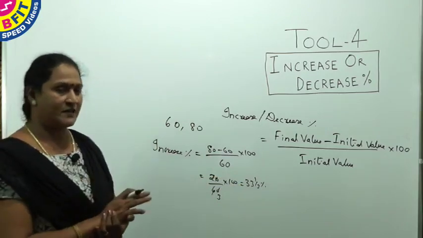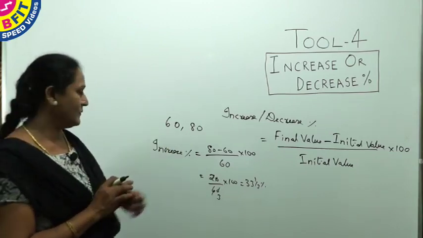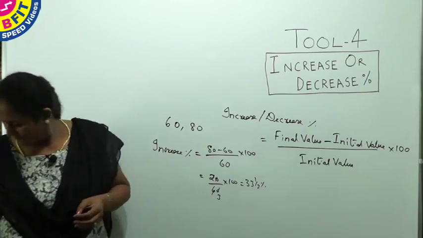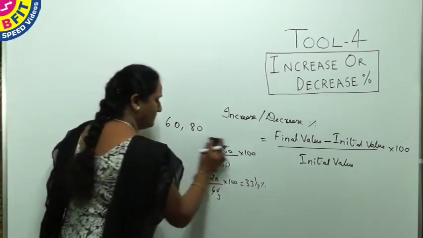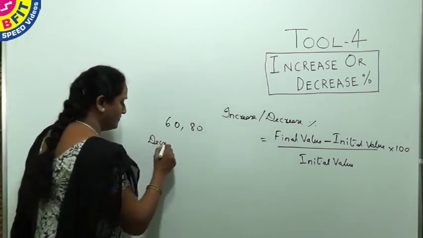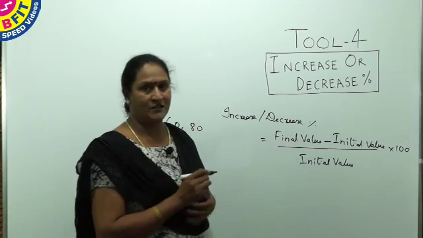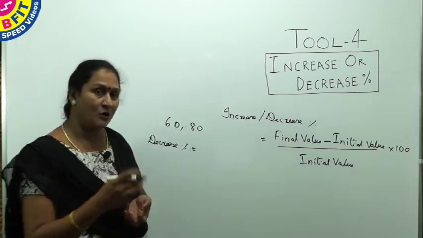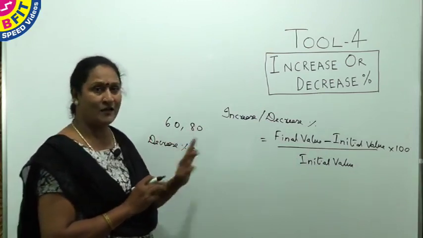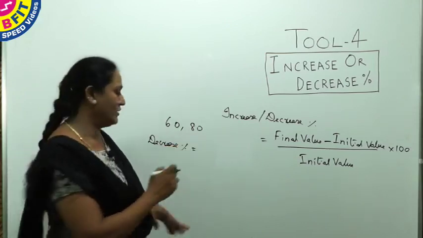See, suppose decrease percentage is asked. So by what value is 60 less than 80? That is decrease percentage. The format is same. Final minus initial by initial, format is same. But when decrease is asked, what will be the initial value? From 80, how much is it less? So we will write the higher value in the denominator. So when decrease percentage is asked, write the higher value in the denominator.